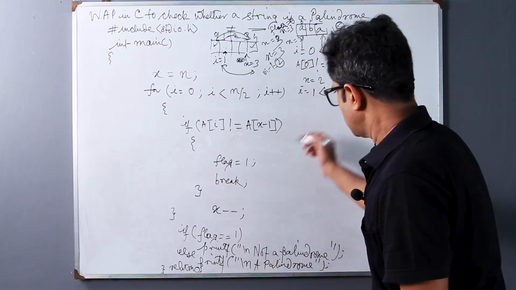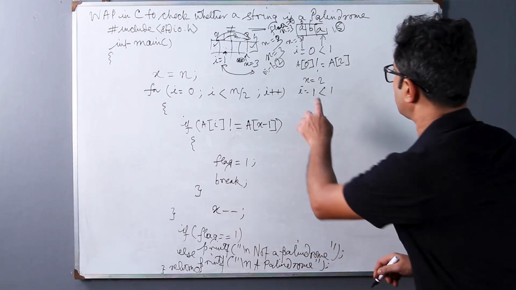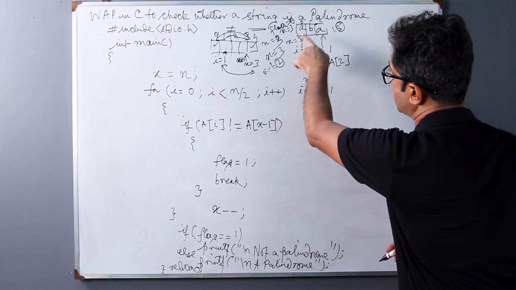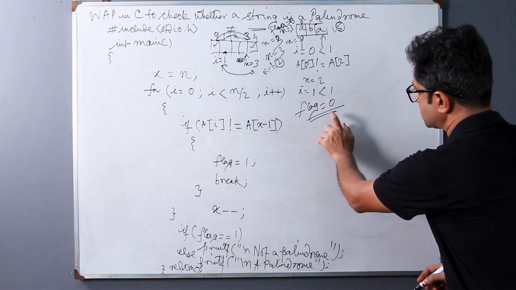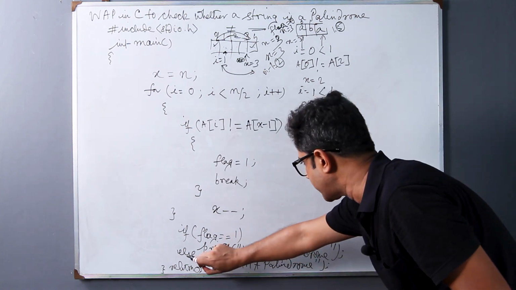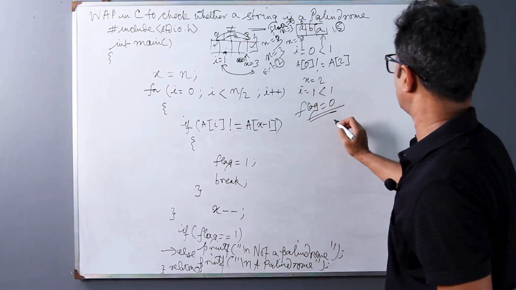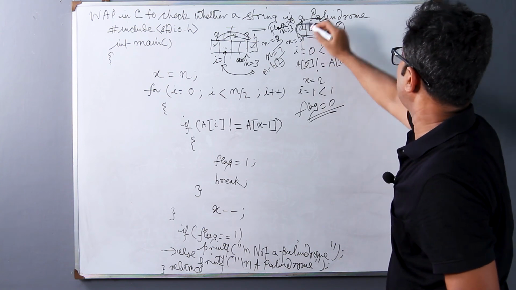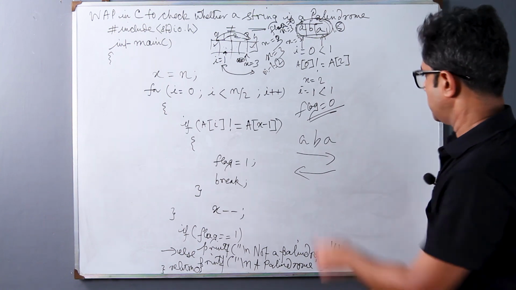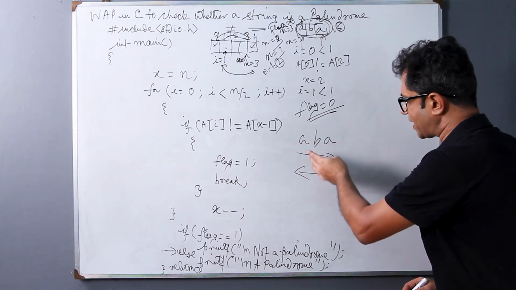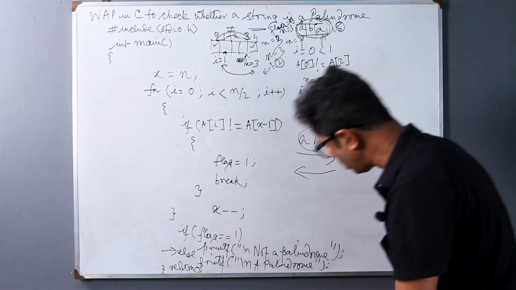So let us see. If flag is equal to 1, then printf "not a palindrome". Our flag value has not changed. Flag is now holding a value of 0, the same as it was in the beginning. So this else portion gets executed. It prints "a palindrome". And let's see whether it is a palindrome. Yes, ABA is definitely a palindrome as it looks similar from both sides. If you print the string from either side, you will get the same string as output. So definitely it is a palindrome, and our program also returns that statement.